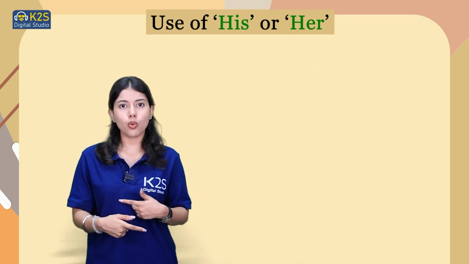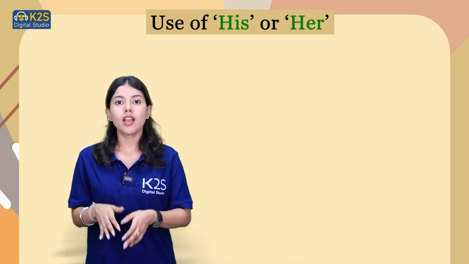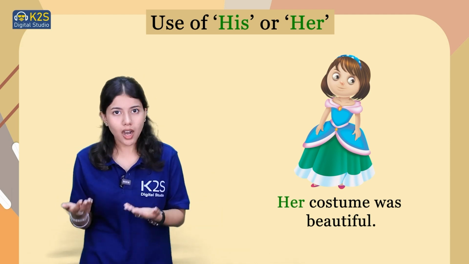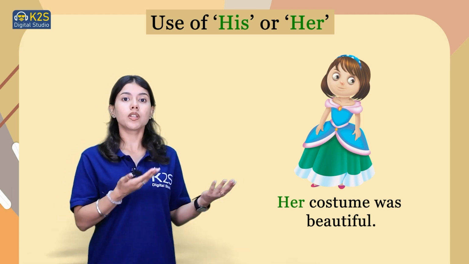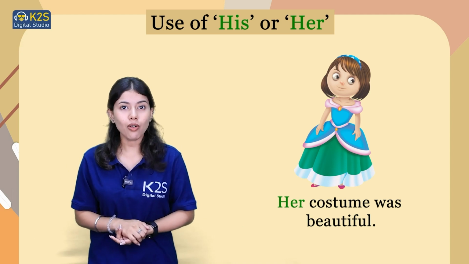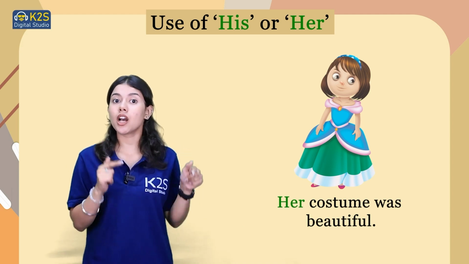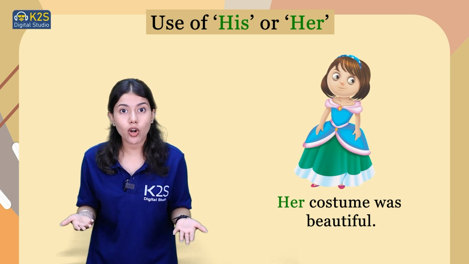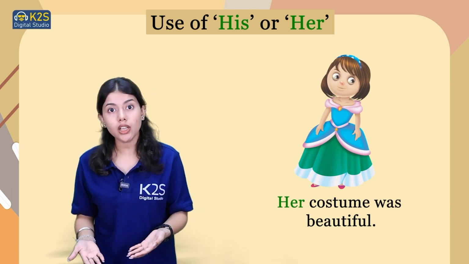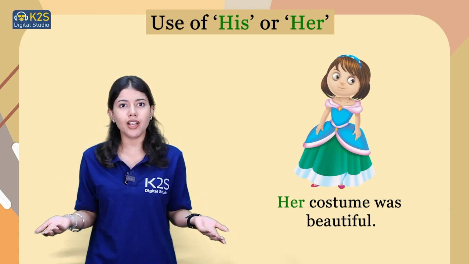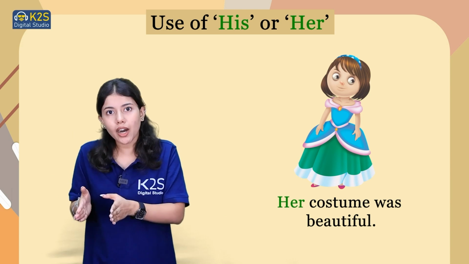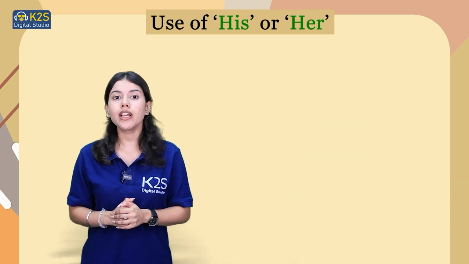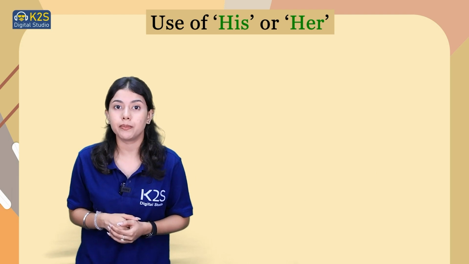Now, let's look at our other example. Her costume was beautiful. Can you tell me why we used her over here? That's right, because we are talking about a girl whose costume is beautiful. That's why we used her in this sentence. Now let's look at the last example.